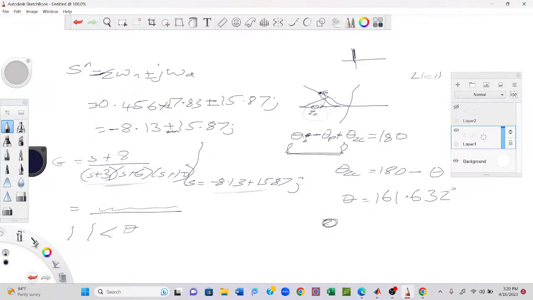That means your ZC is 180 minus 161.6. Change it back to your normal mode. 180 minus 161.6 will give you 18.3. That's your new angle for your zero. Now you know your new angle for your zero.